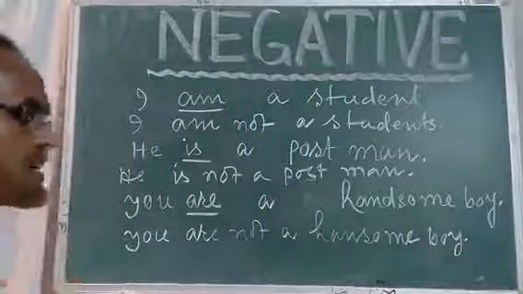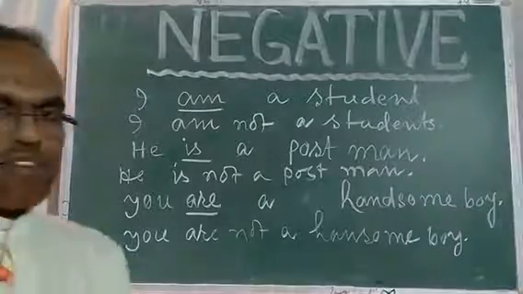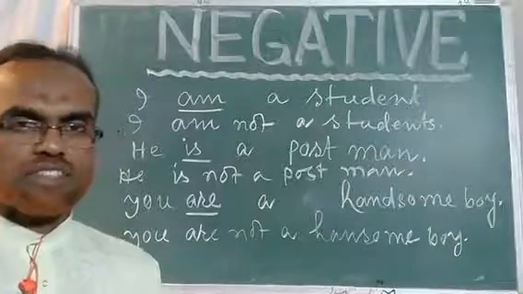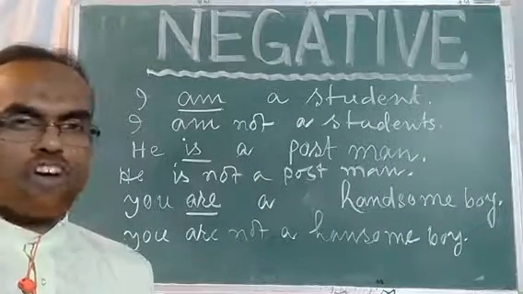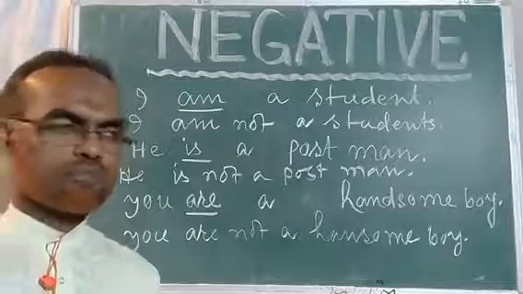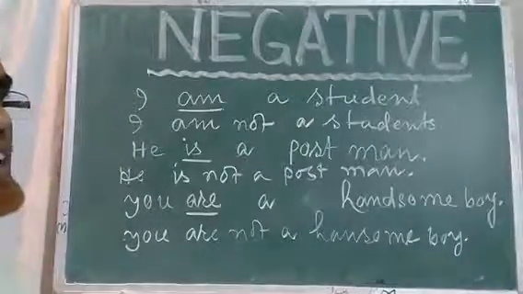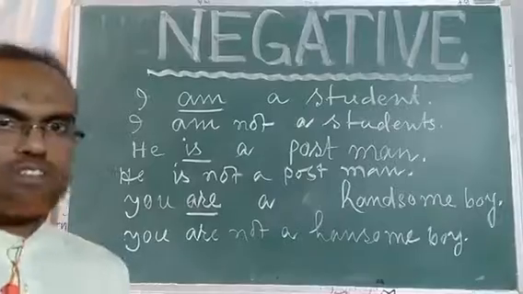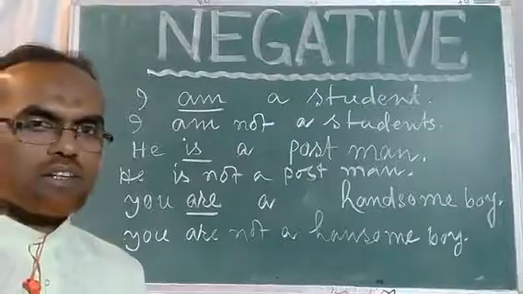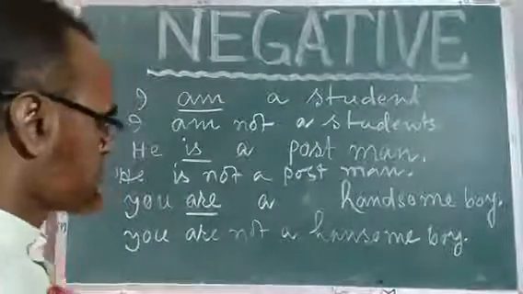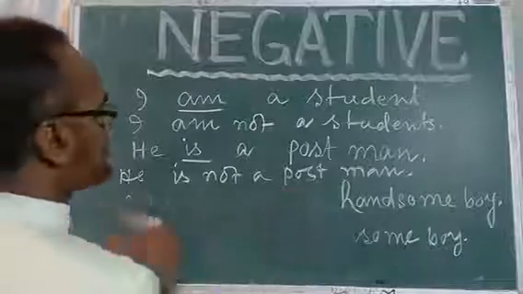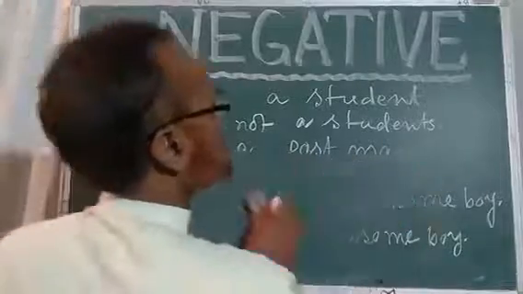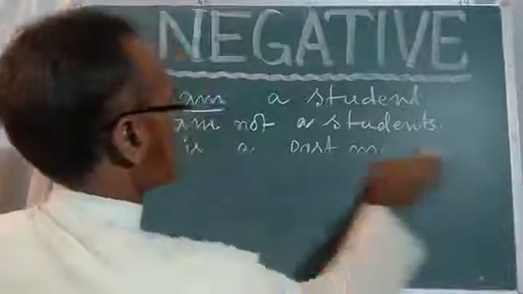Like these three sentences, we can find many sentences in which there is an auxiliary, and if we find an auxiliary in a sentence, then we only have to add not just after the auxiliary to make it negative. Next, I am going to write some sentences to illustrate it.